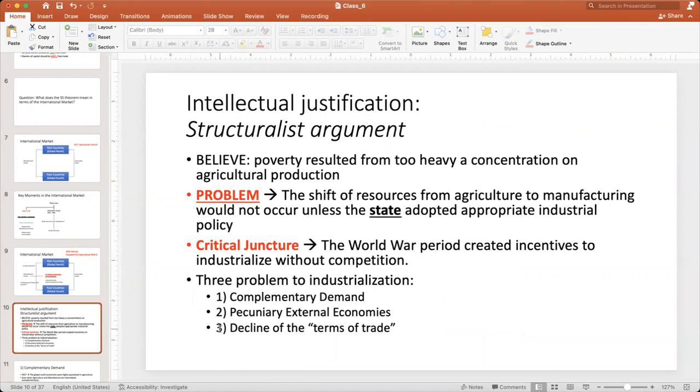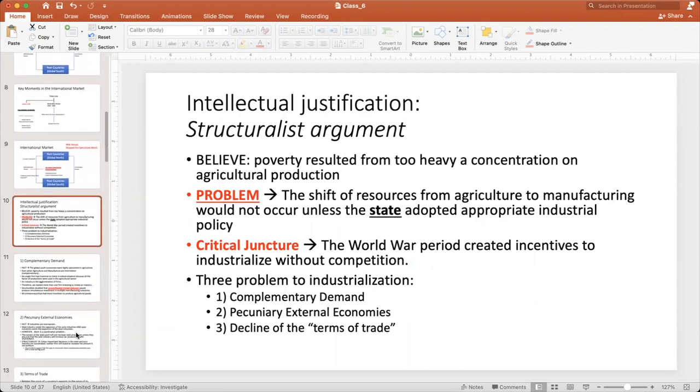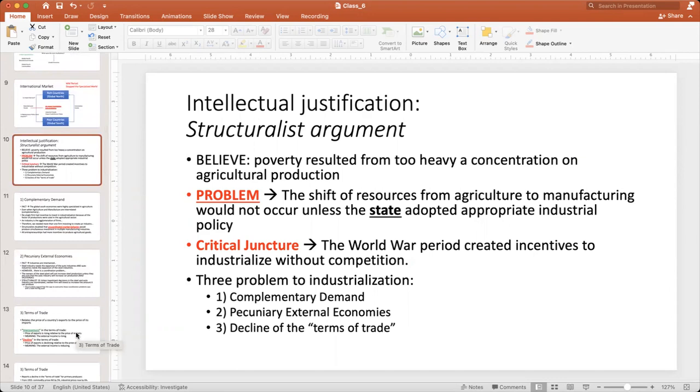And structuralism highlights this pattern. However, there are three main problems in the process of industrialization, according to the structuralism argument. The first one is the complementary demand. The second one is the external economies, and the third one is the decline of the terms of trade. So let's define the three problems and discuss what they are.